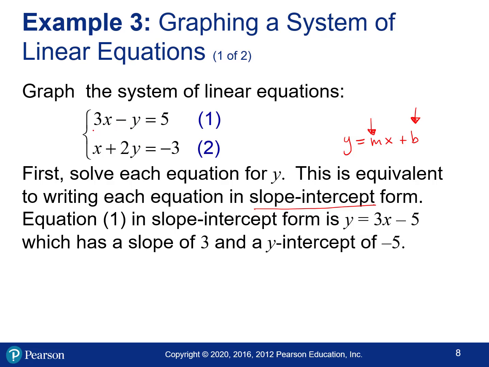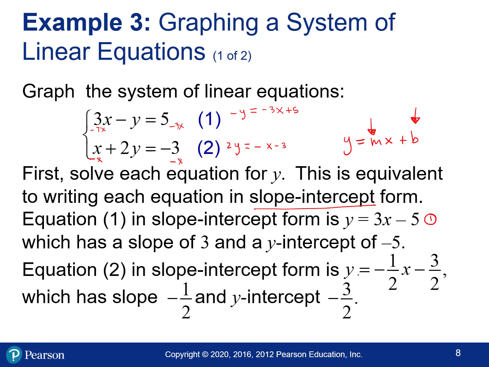And so in the first one, just subtract 3x from both sides. And you would get negative y equals negative 3x plus 5. And then if you divide by negative 1, this is your new version of equation 1. Equation 2, just subtract x from both sides, and you would get 2y equals negative x minus 3. And then divide both sides by 2, and then you're going to get that y equals negative 1/2 x minus 3/2. So that's your new version of equation 2.